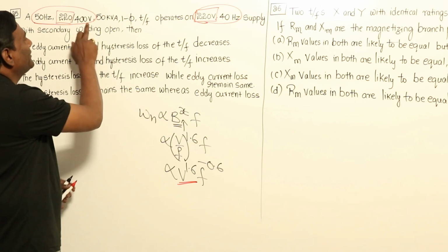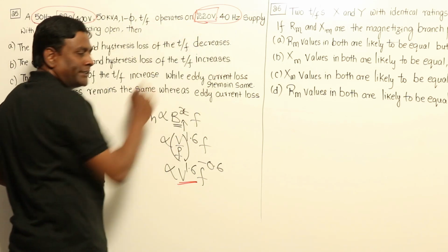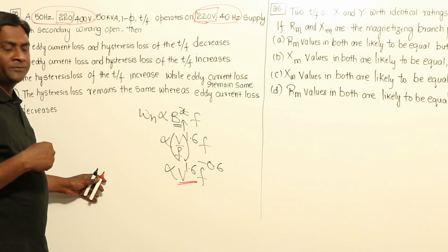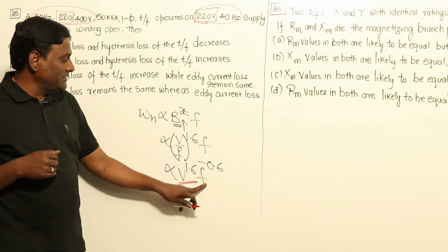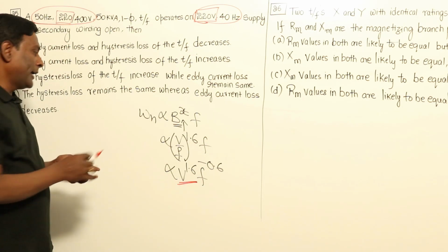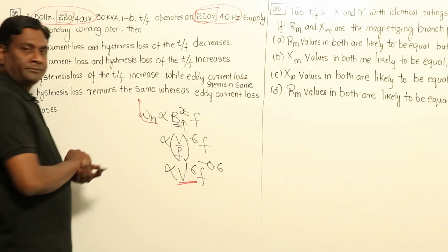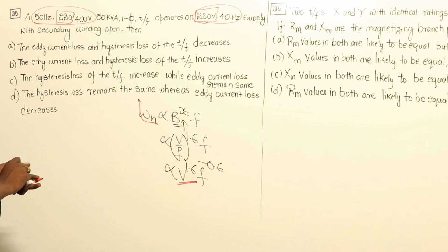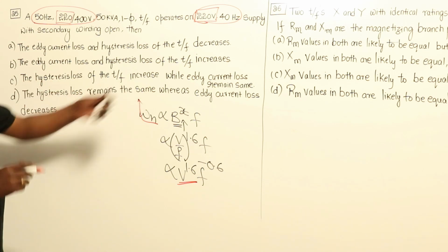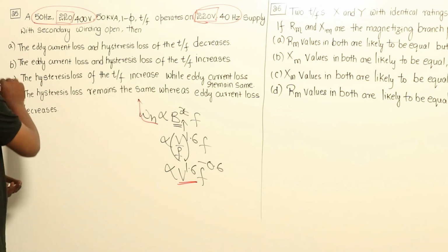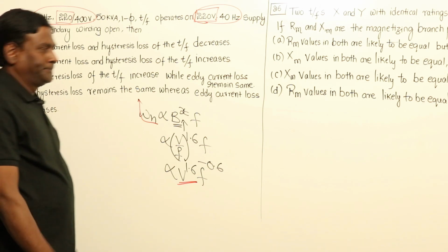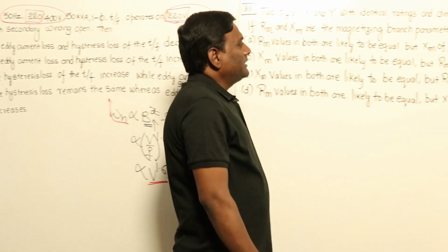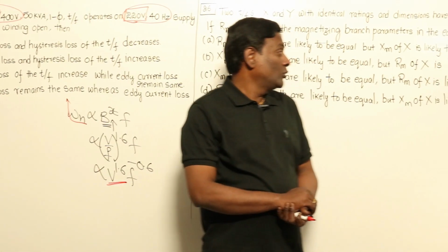So if frequency is reduced from 50 Hz to 40 Hz, with voltage constant, hysteresis losses have to increase and eddy current losses remain the same. So the hysteresis loss of the transformer increases while eddy current losses remain the same. So the answer should be C. Let us take one more question, which is from old IAS.